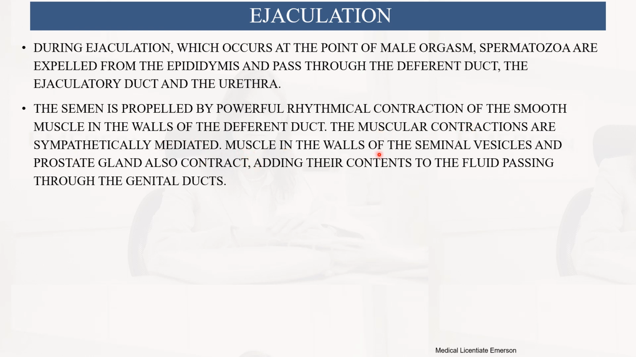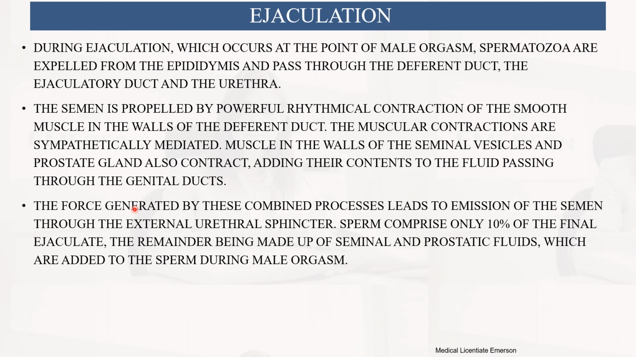Then the muscles in the walls of the seminal vesicles and prostate gland also contract, adding their contents to the fluid passing through the genital ducts. Then the force generated by these combined processes leads to emission of the semen through the external urethral sphincter.